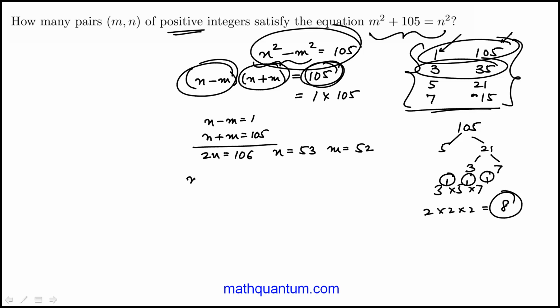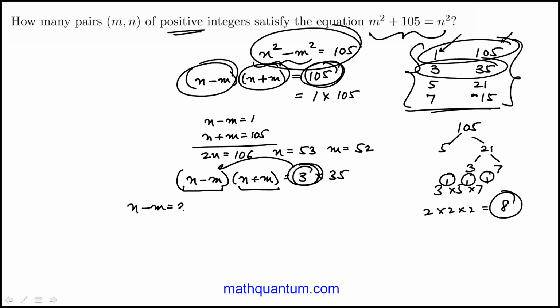We have 3 and 35, and because I absolutely want to make sure that I'm not making a mistake here, I'll do all of these quickly. 3 times 35. I'm always equating the n minus m, which is a smaller number compared to n plus m, with the smaller factor here. So n minus m is 3, n plus m is 35. Again, if I add this, n would turn out to be half of 38, which is 19, and then m would be 16. So that's another pair. Second pair. So each one is giving us one pair.